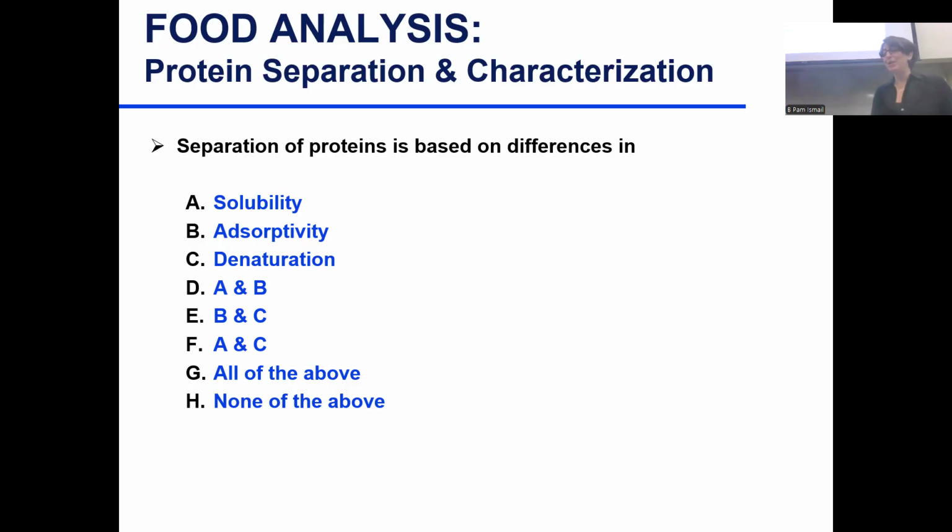Yeah, so we separate protein based on their solubility under different conditions. Some proteins are more soluble in alkaline conditions. Some proteins are more soluble in the presence of a little bit of salt. Some proteins are soluble in different concentrations of acid and so on. So we can separate proteins like that. Solubility. And then adsorptivity, we can use chromatography to separate protein. So we can use adsorption chromatography to separate protein.